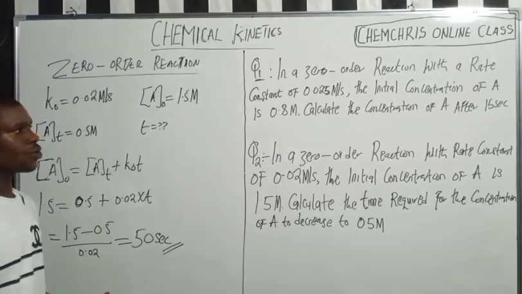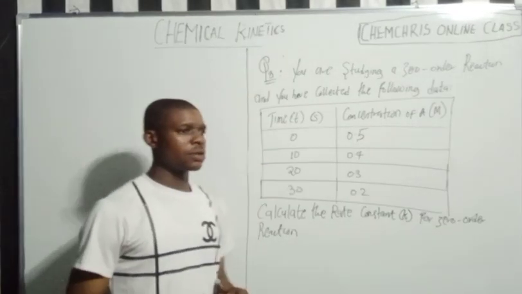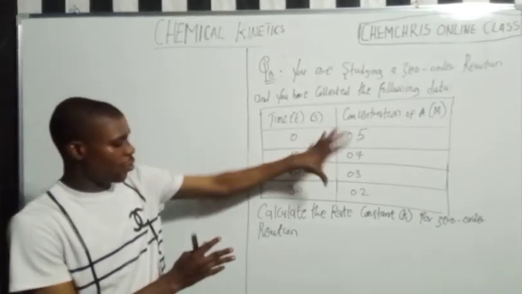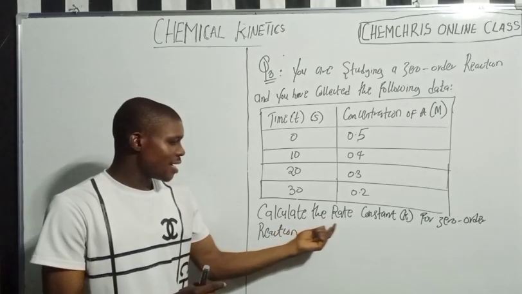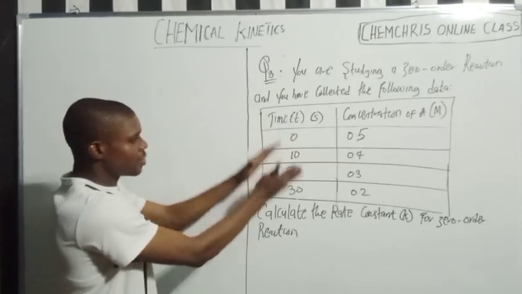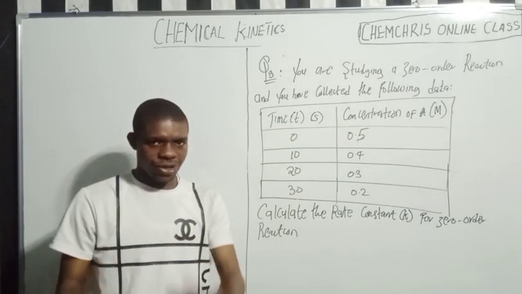So let's get to the next question. Okay, now let's look at question 3. Look at the question on the board. They say calculate the rate constant k for a zero order reaction. And I will give you this value here. You look at the time and the concentration.